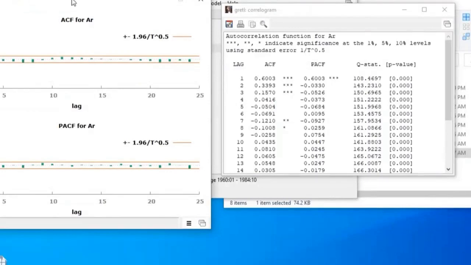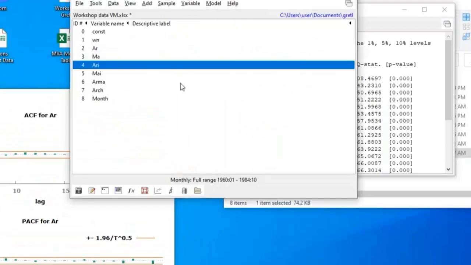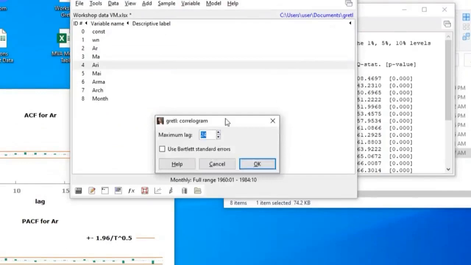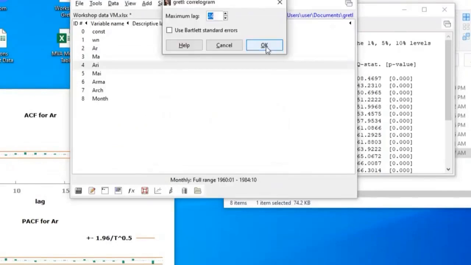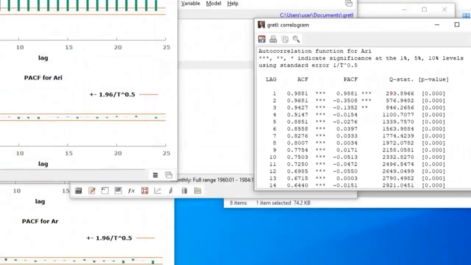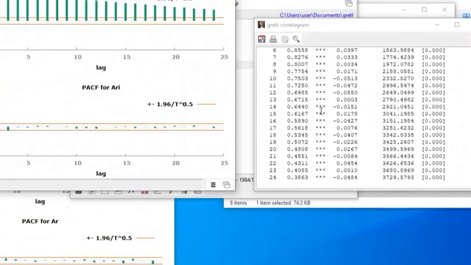Now let us consider another case, say the fourth one. So in this case, we go to the variable and the correlogram. We are giving 24 lags itself. Click OK, and here we are getting this one. So here the ACF, even after 24 lags, is not becoming 0 statistically.